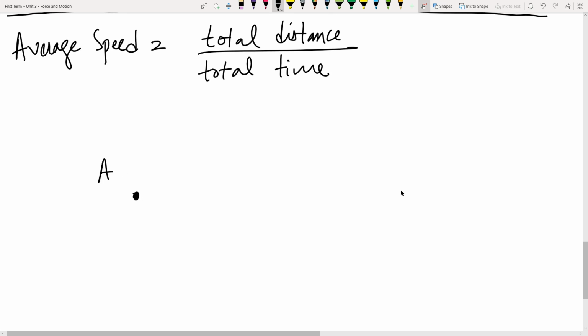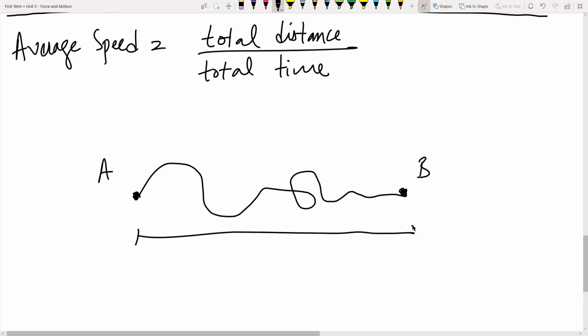Let's say it's about A and B. I could have gone here, here, here, round and round, so I took a certain amount of time. The distance is the same, still the 45 meters, but I just wiggled around, checking out flowers or something in the garden. So I covered 45 meters of distance from A to B. The distance is from A to B.